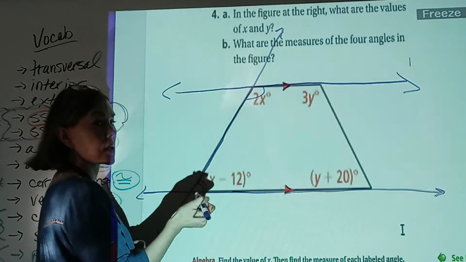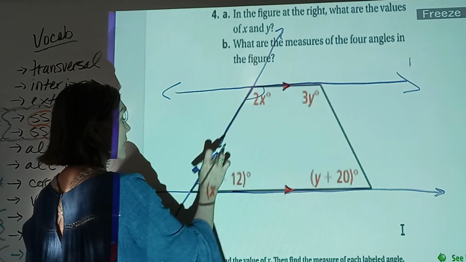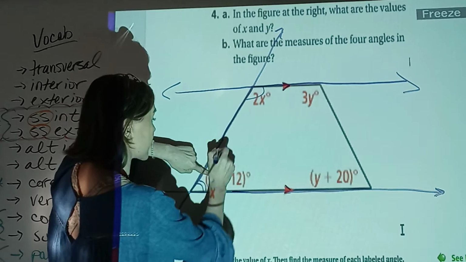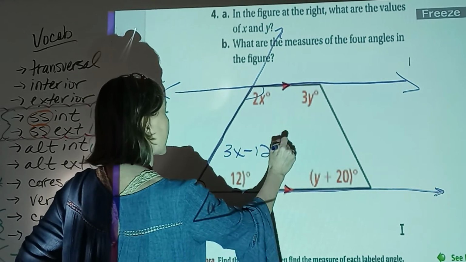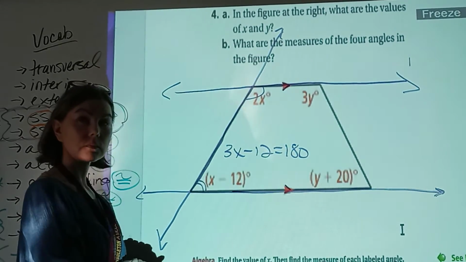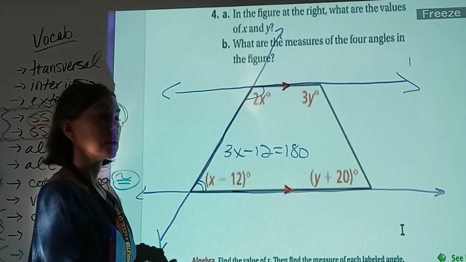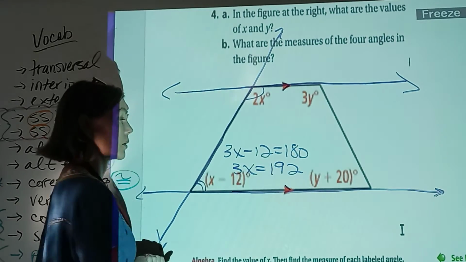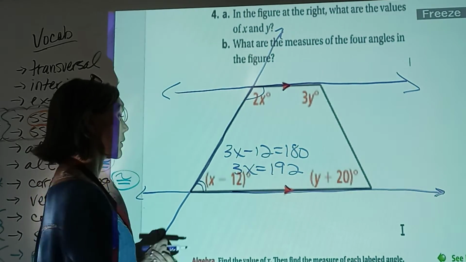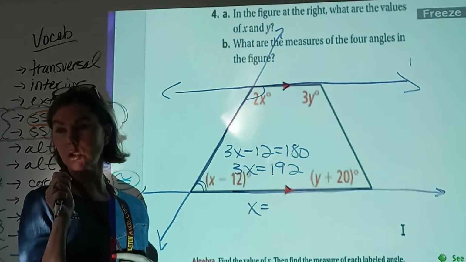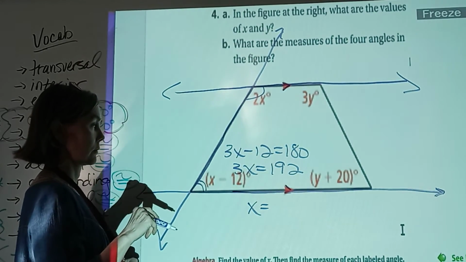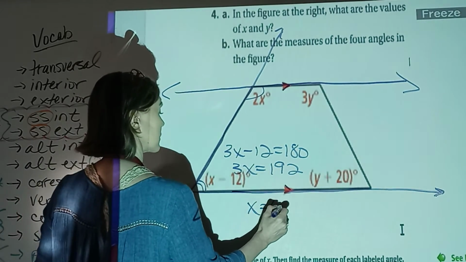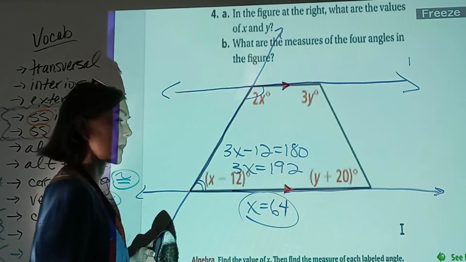Yes, so those are supplementary. So we have to add these together and set it equal to 180. So 2x plus 1x is 3x minus 12 equals 180. Then we add 12. 3x equals 192. And then divide by 3 on both sides. x equals, what's 192 divided by 3? 64. Okay, 64.